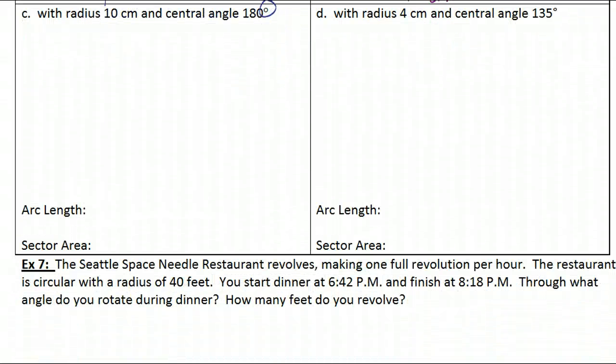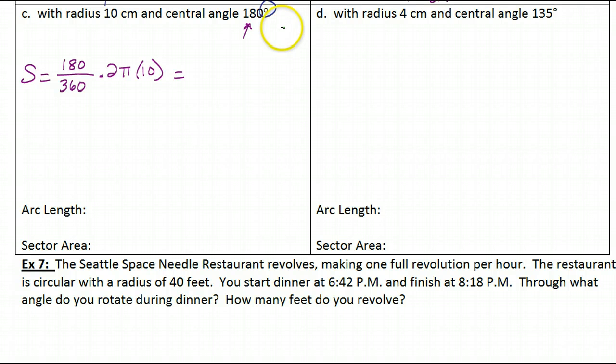All right, so let's talk about what happens when I have an actual degree measurement instead of radians. You are allowed to convert this to radians if you want and use the radian formula, or I can just use the degree formula. I'm going to just use the degree formula. So for arc length, I do my angle over 360 and then times 2 pi times the radius.